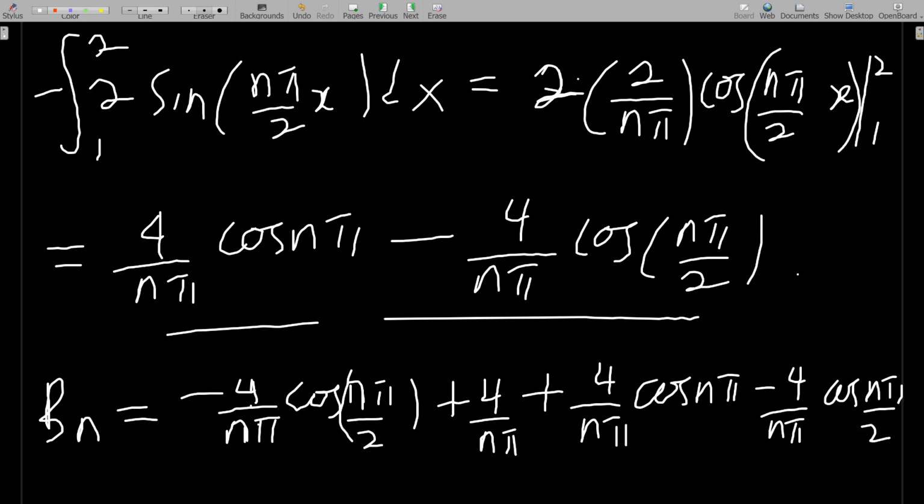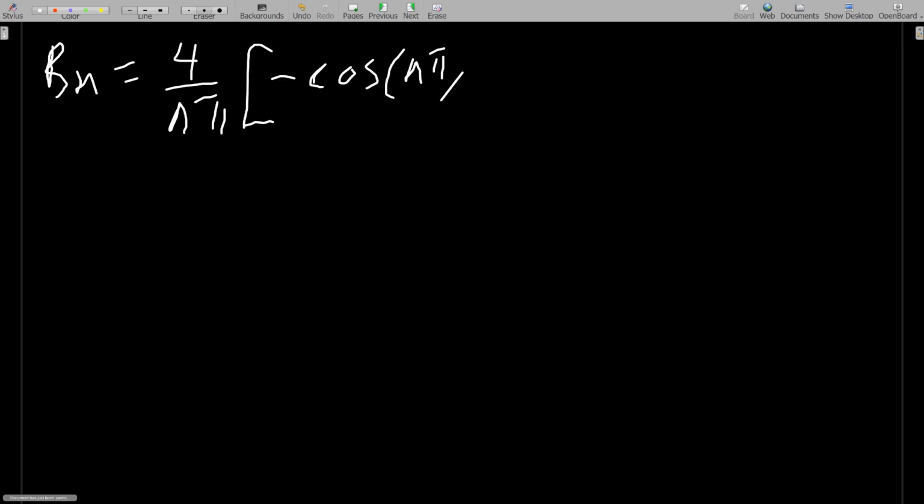So it means that I can actually factor the whole of this, 4 over n pi, out. Okay, I can actually do that. So if I factor it out, the first term of bn will actually be equal to 4 over n pi out, and the first term will be minus cos of n pi over 2, right? And the second term will be plus 1.